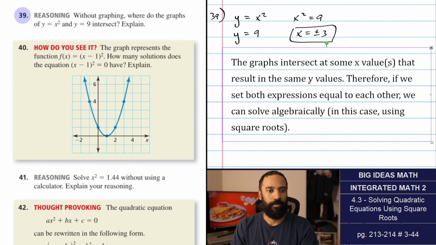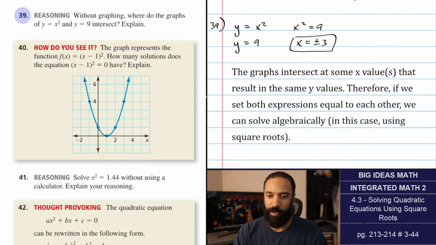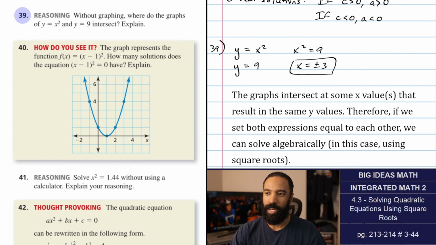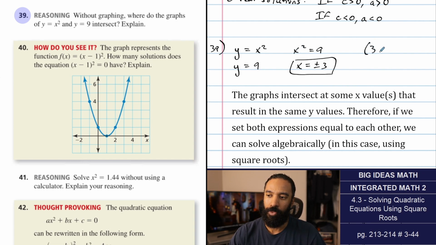So, where do they intersect? I'm sorry, those aren't just the answers. Those are the x values. Now we substitute 3 and negative 3 into these things, but here's the thing. They're going to intersect at this common 9, right? 3 squared is 9, negative 3 squared is 9. For what x value do we get a y value of 9? That's what we're asking. So 3 comma 9 and negative 3 comma 9.